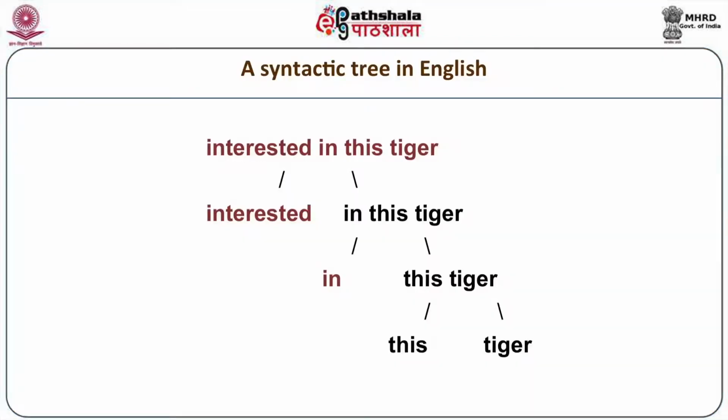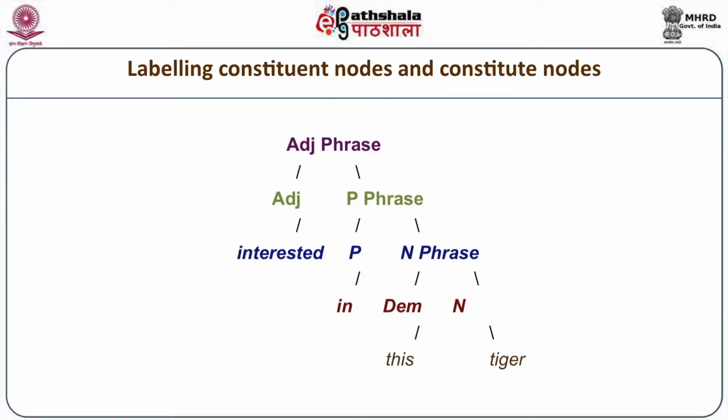How do you specify the construction? We label the nodes. At the node we write, this is a demonstrative. Tiger is a noun. This tiger is a noun phrase. In is a preposition. In this tiger is a prepositional phrase. Interested is an adjective. Interested in this tiger is an adjective phrase. How do we do this? The phrase is named after the head.